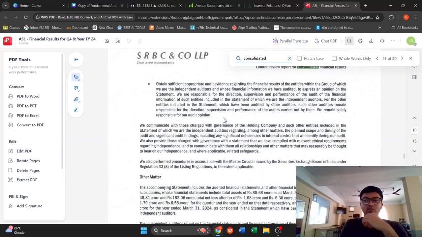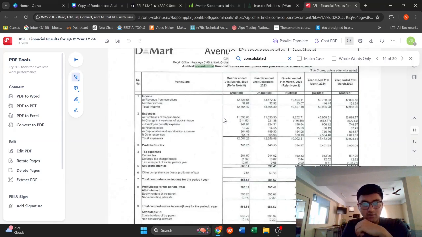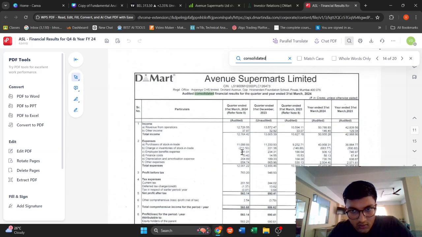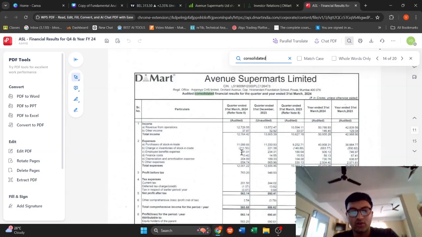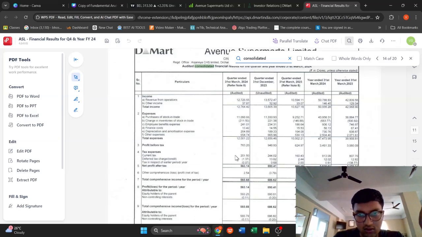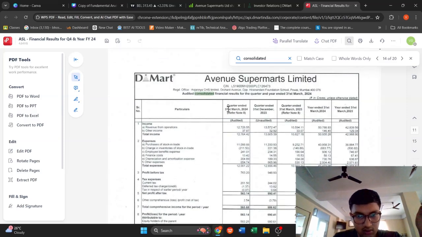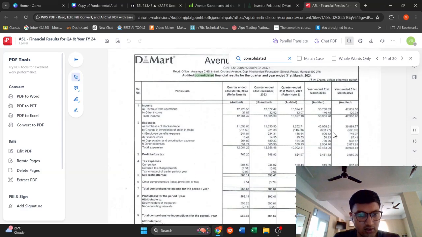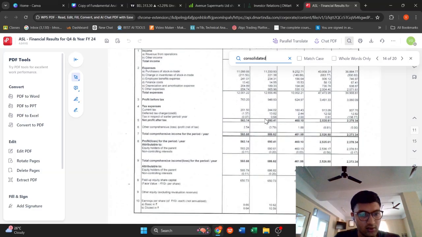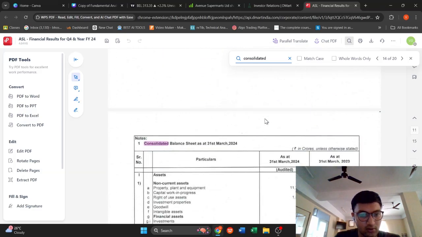So what I'm interested in finding is the consolidated balance sheet. It has given, quarter wise, this financial statement. You're getting the financial statements for the 2 years, year ending 2024 and year ending 2023. And this is the profit and loss account. So this is how a profit and loss statement actually looks like.